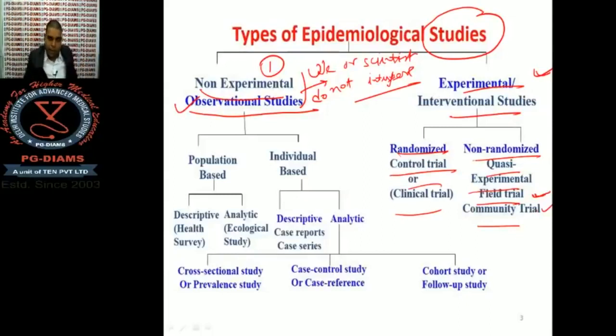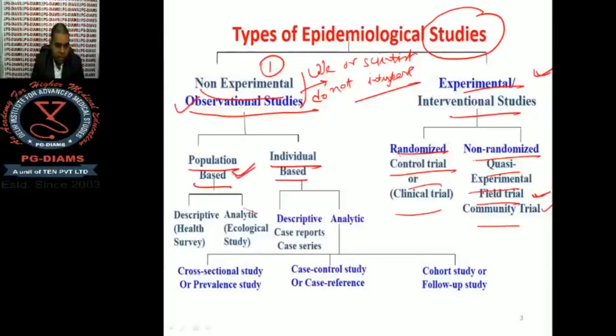Okay. Then what is RCT? In RCT, we give a drug to one group of patients and a placebo to the other group of patients, and we observe the change. This is an example of RCT. Okay. Now coming on to other types of study. What are the other types of study? Studies can be population based or individual based.